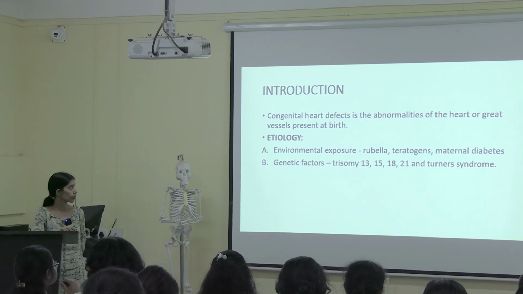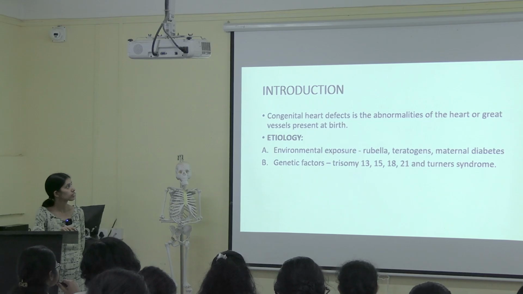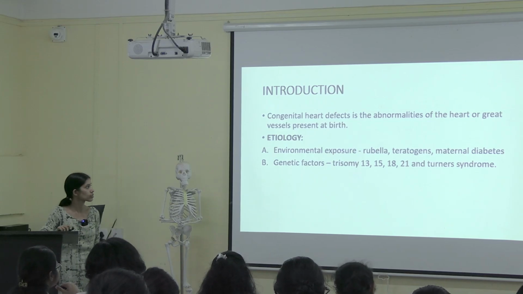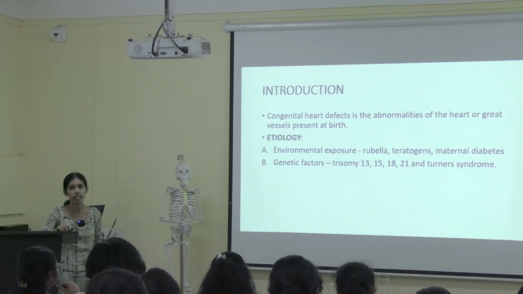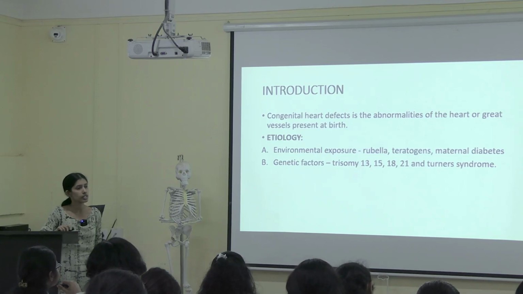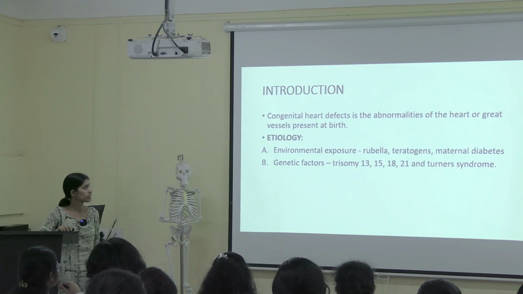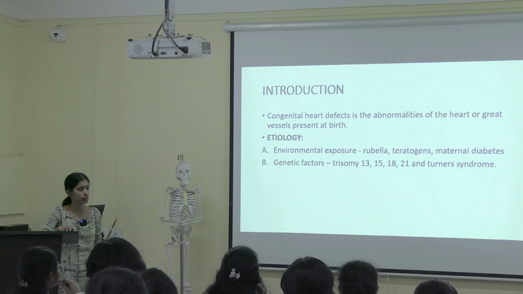of birth. Okay. Etiology for this congenital heart defect is usually environmental exposures like rubella, teratogens and maternal diabetes, and the other factor is genetic factor, that is trisomy of 13, 15, 18, sometimes it's 21, and also Turner's syndrome.